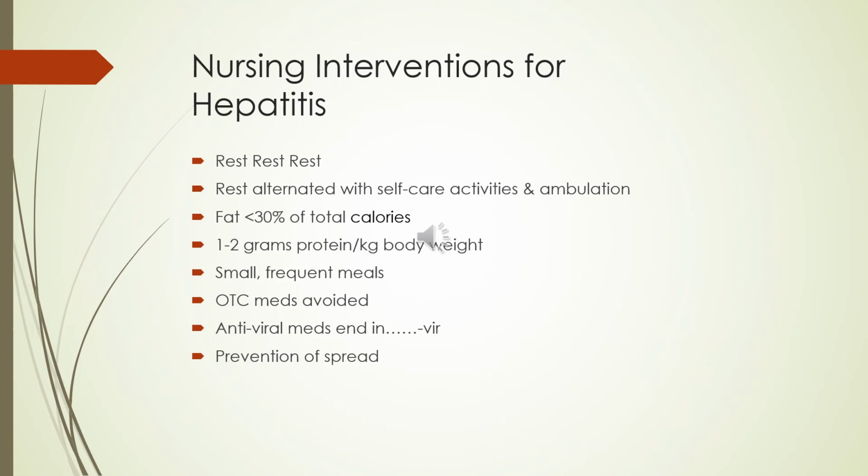1 to 2 grams of protein per kilogram of body weight, small frequent meals, over-the-counter medicines should be avoided, antiviral medications that end in VIR, and your book has several listed there, and also prevent the spread of hepatitis. The other thing, your book has some information on the diets if you want to take a look at that also.